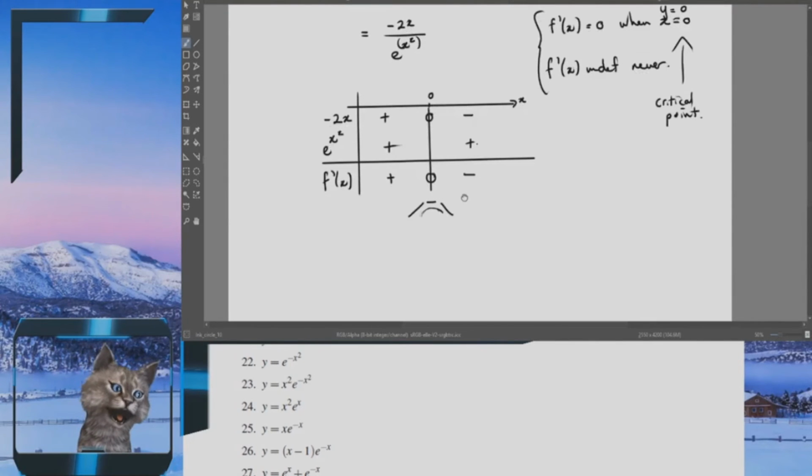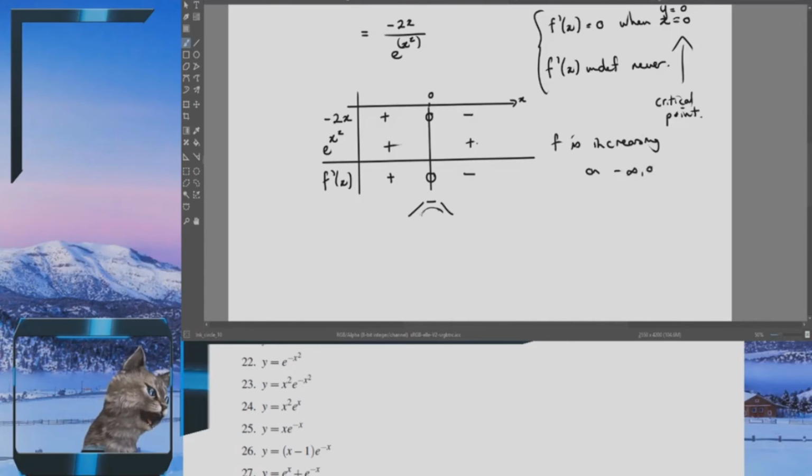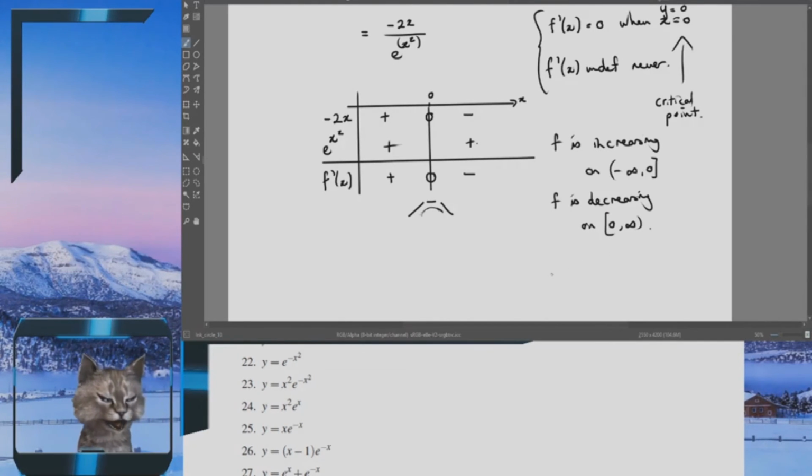Let's finish it by writing our sentences, maybe over here. F is increasing on negative infinity to 0. Should I include the 0? Yes. Function's defined at 0. F is decreasing on 0 to infinity, including 0.